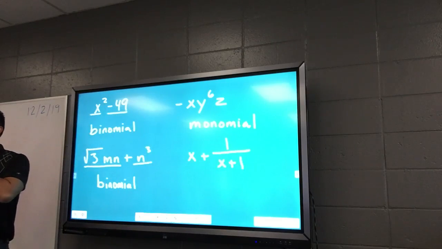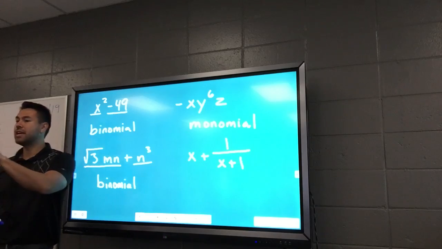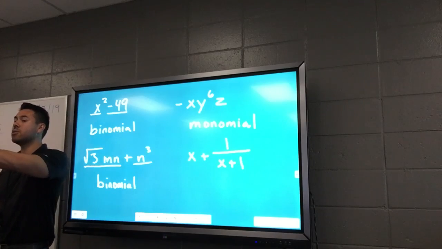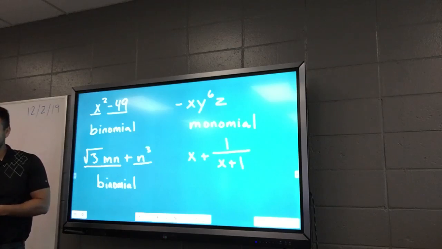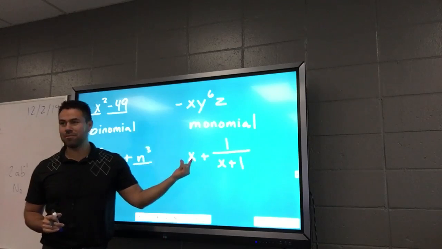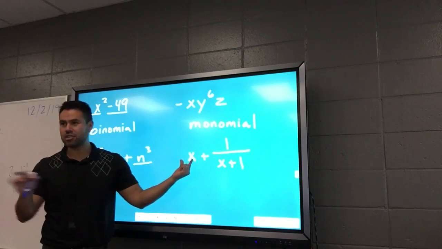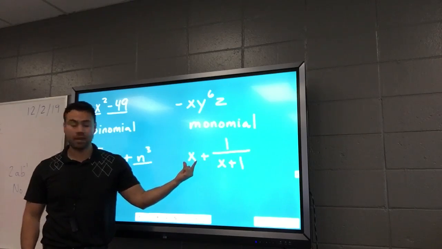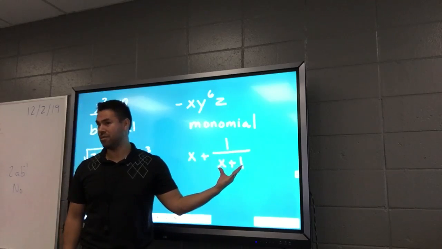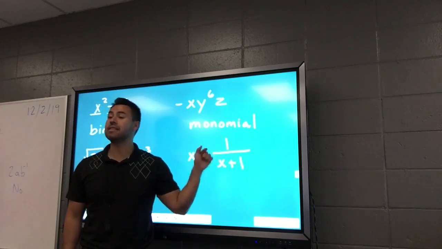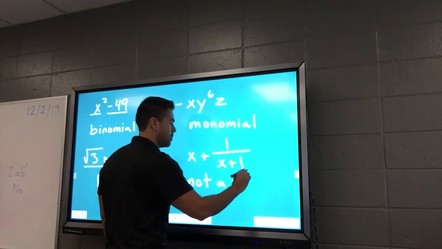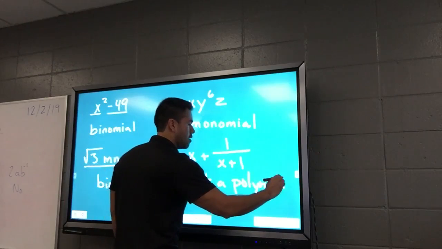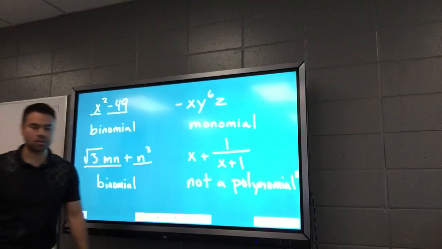So, here are your options. Ready? Monomial, binomial, trinomial, not a polynomial. Is that a monomial? X, just X. Is that a monomial? It is. Is that a monomial? Why not? In the denominator, this is not a polynomial, because of that guy right there. That's all that threw it off.